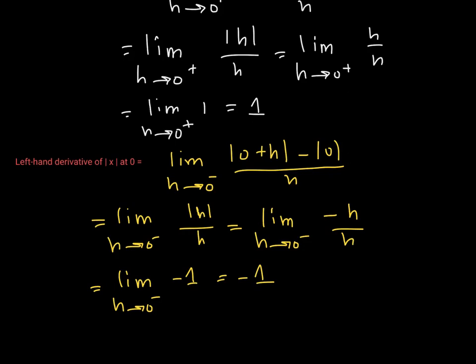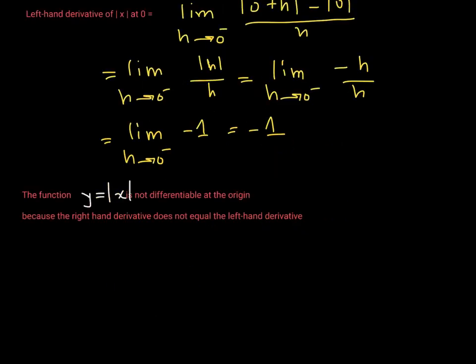So again, I'm trying to re-emphasize that this function is not differentiable at x equal to 0. Why? Because this left-hand derivative is different from this right-hand derivative. All right, so we have proven that this function is only differentiable to the left of 0 and to the right of 0, but not at x equal to 0.